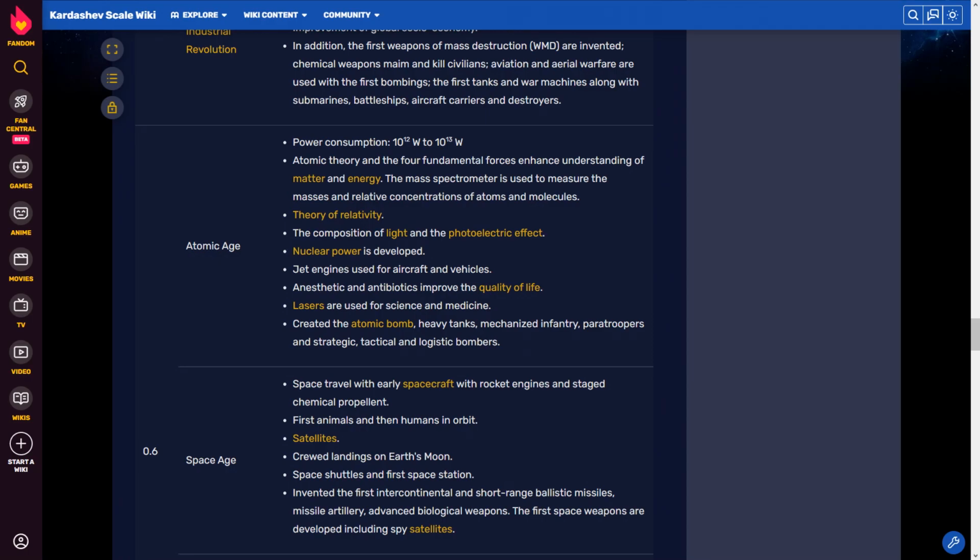Nuclear power is developed. Jet engines used for aircraft and vehicles. Anesthetic and antibiotics improve the quality of life. Lasers are used for science and medicine. Created the atomic bomb, heavy tanks, mechanized infantry, paratroopers, and strategic, tactical, and logistic bombers.